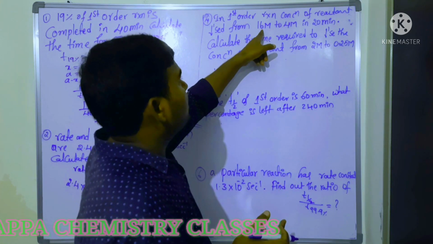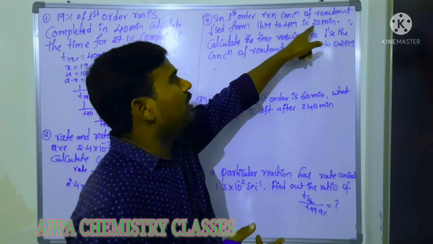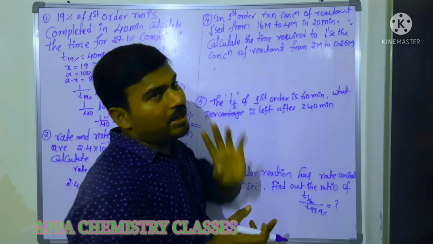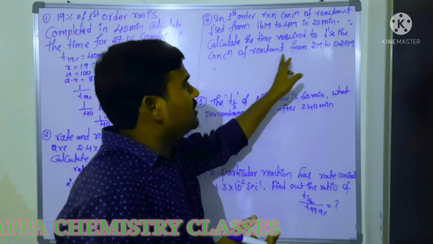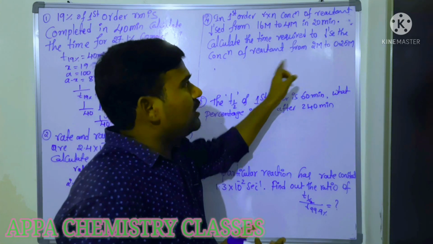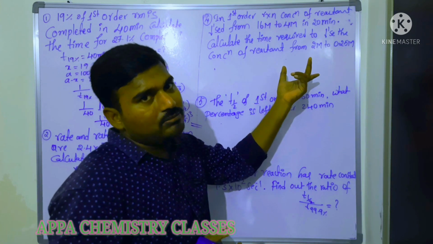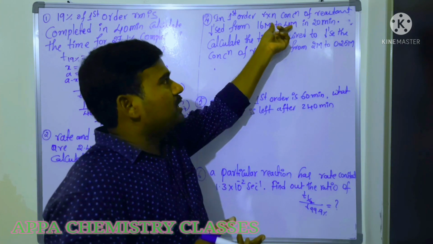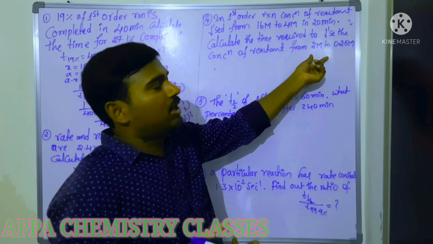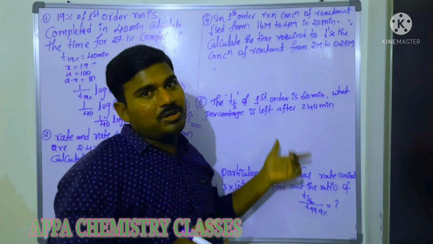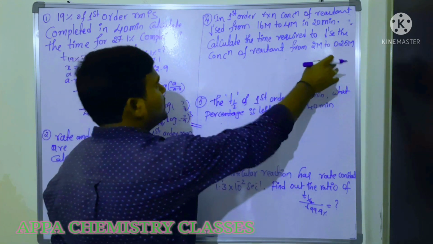So the initial concentration is 16, the final, A minus X, is 4 molar, and the time is 20 minutes. You will get the rate constant. That rate constant you utilize here, K1 is equal to that rate constant, with the initial and final concentration. Then you can calculate the time. So it is a lengthy process. It takes much time.